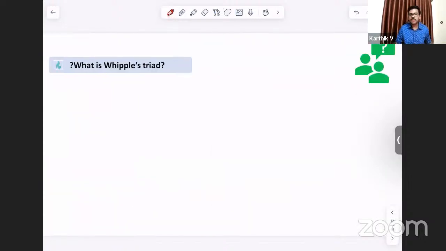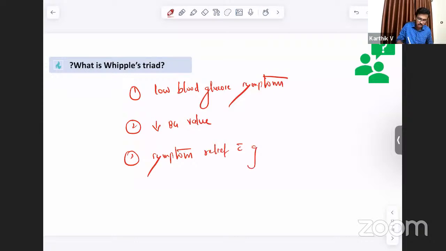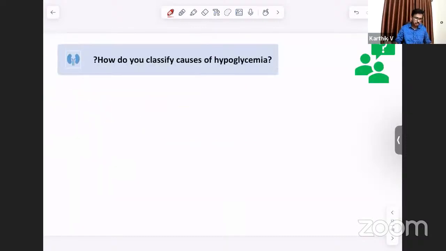Okay. So what is Whipple's triad? We have already seen. There should be hypoglycemic symptoms, accompanied by a low blood glucose value, and symptom relief with glucose. So if you are able to make sure that Whipple's triad is satisfied by taking the history of the patient, then there is a high likelihood that the patient is suffering from a hypoglycemic disorder.